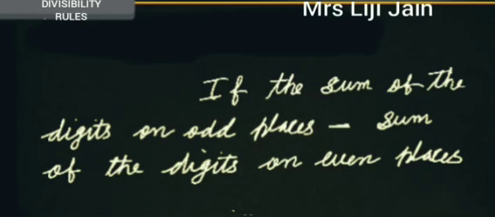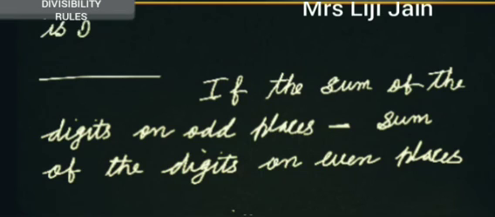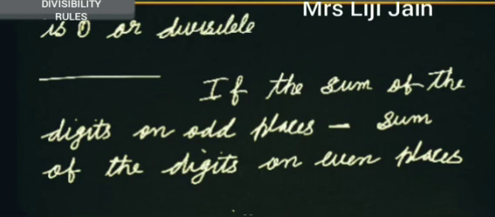Sum of the digits on even places is 0 or divisible by 11 for a given number is 0 or divisible by 11.